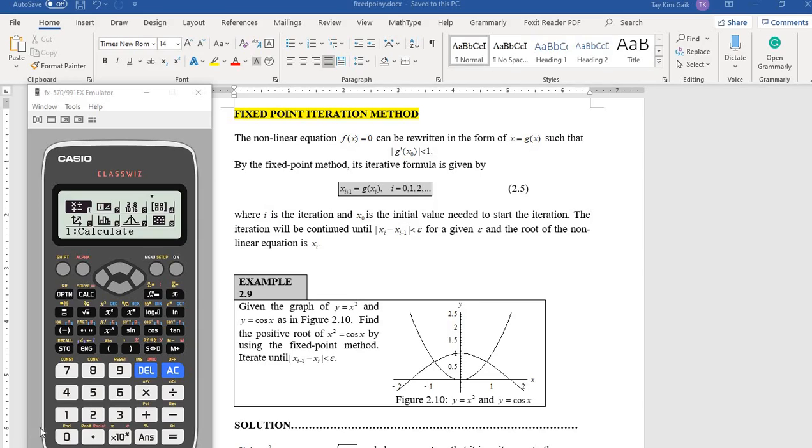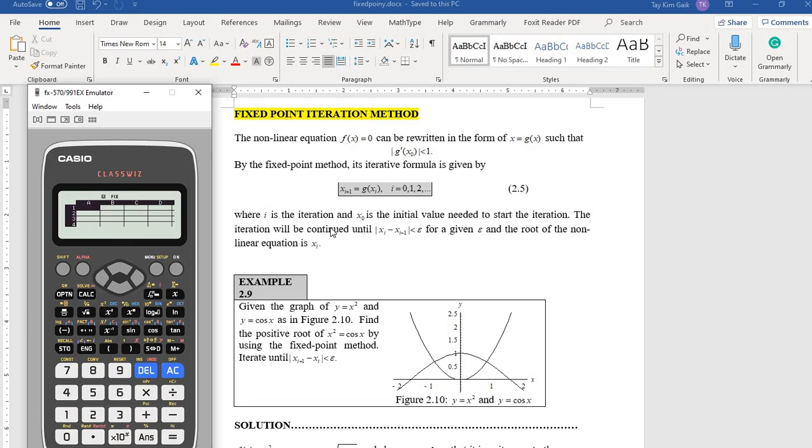Morning. Today I'm going to show how to use the fx-570 Classwiz calculator to solve nonlinear equations f(x) = 0 using the fixed point iteration method in two different ways. One is using the Calculate menu, another one is using the Spreadsheet menu.